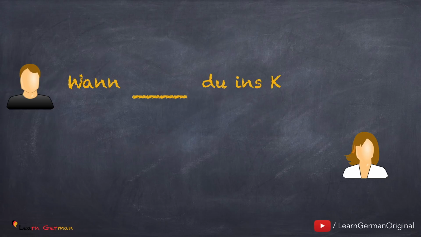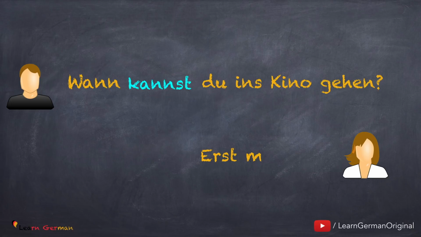And here's the last one. And the answer is, Wann kannst du ins Kino gehen? Erst morgen. Here we are talking about possibility. In this sentence, you could also say, Wann darfst du ins Kino gehen? Maybe the other person was sick and was on bed rest and is only allowed to move out from the next day. In such a case, dürfen is not wrong.